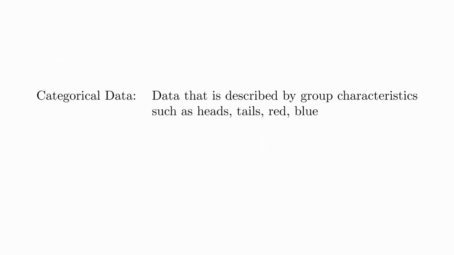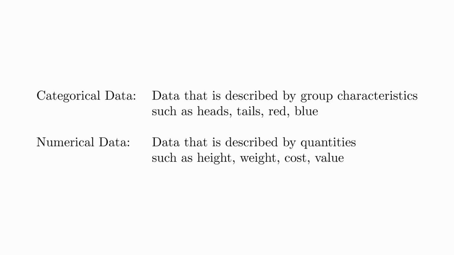Outcomes, such as heads or tails, and colors, are called categorical data. We are putting the outcomes into categories based on some characteristic. In some situations, the information we get is numerical. Numerical data give us other ways to try to describe the information.